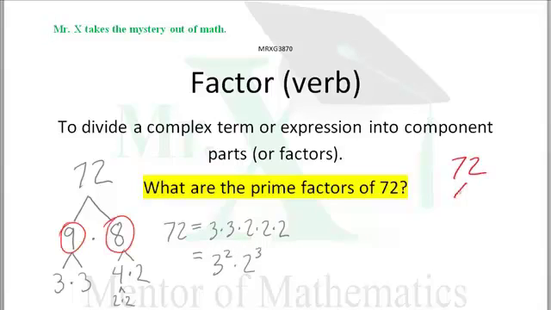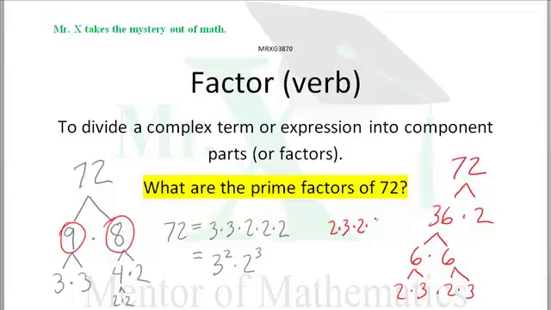What if you said, okay, I know 72 is equal to 36 times 2? What if you knew that? Well, that's fine. Then you break your 36 into 6 times 6. Then each 6 is 2 times 3. Don't forget the 2 that's here. So we still get 2 times 3 times 2 times 3 times 2. Well, that's the same thing. Now, those are prime factors. The process of breaking the 72 down was called factoring.